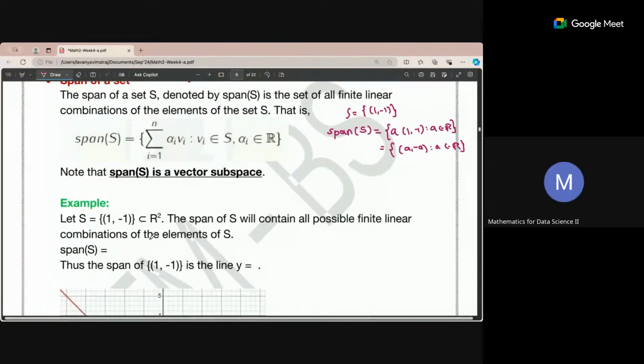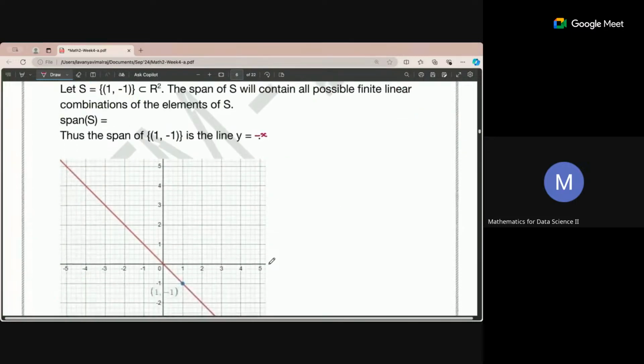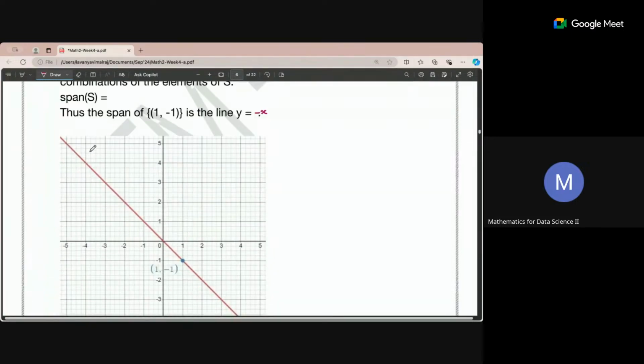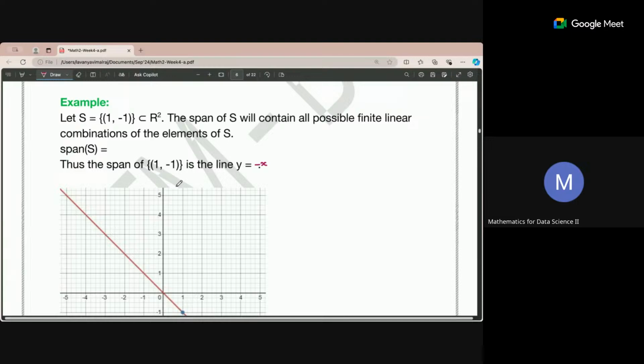So if your set S is (1, minus 1), the span of S is this set. Can you tell what is exactly the equation of the line? Y is equal to minus x, or x is equal to minus y, either way. This is the line represented by the span of this set.